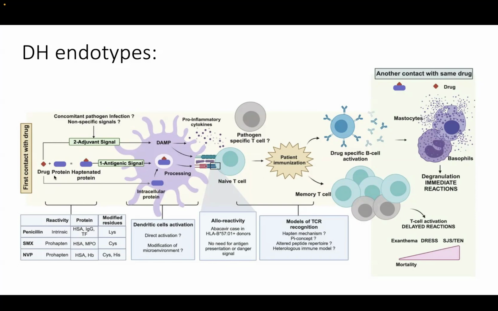So examples of this haptenation are penicillin, sulfamethoxazole, and nevirapine. These are common examples. Dendritic cells, as we mentioned, are activated by direct activation or microenvironment, and this also needs other cofactors. And this I will go over maybe in the next slide, but I will just mention it briefly for you.